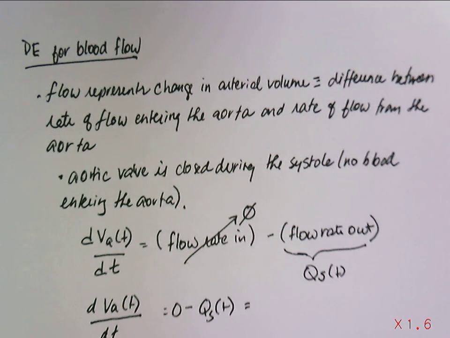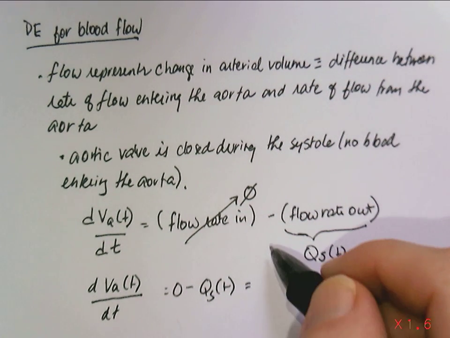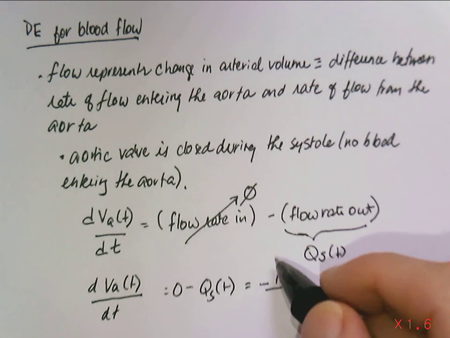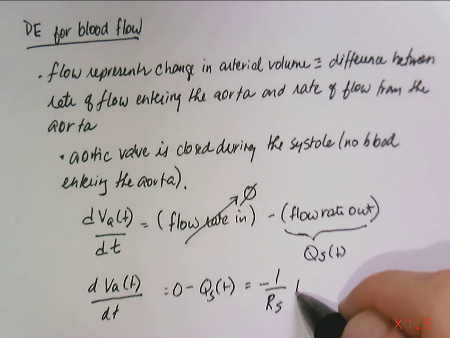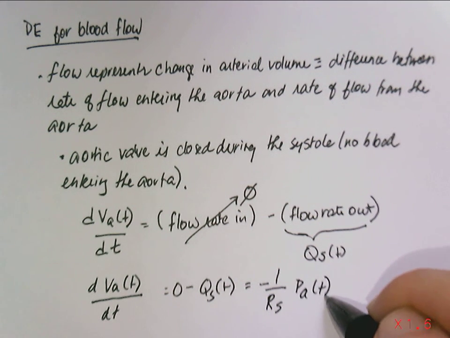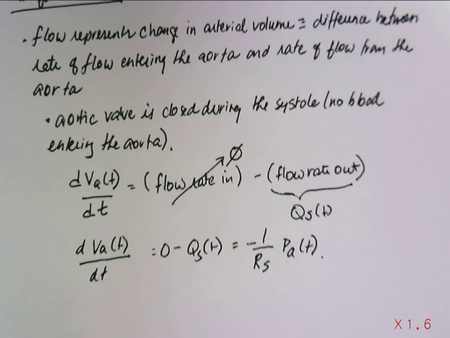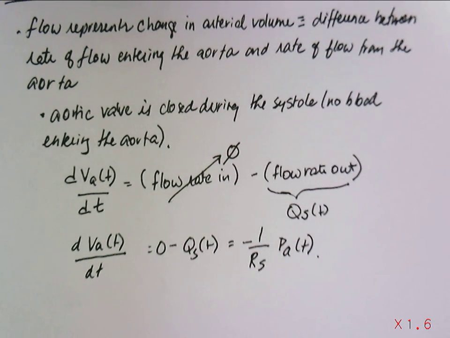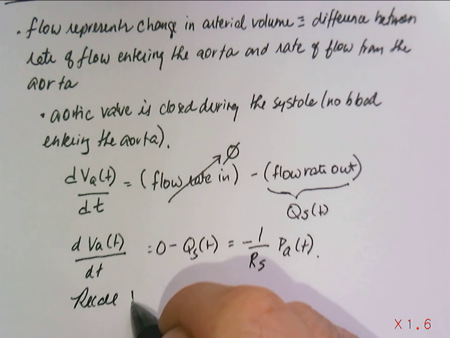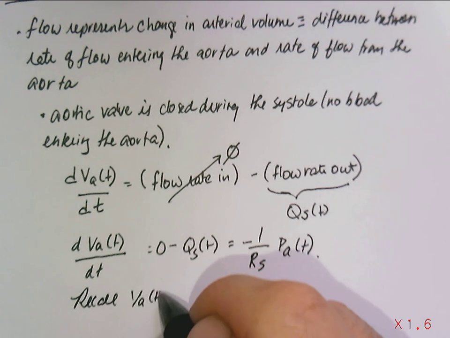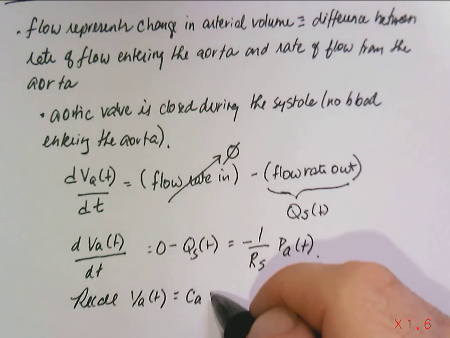And then going back to our definition of blood flow during the systole phase, this is negative 1 over R sub S, remember our resistance, times the arterial pressure. Right? Now, playing off another particular relationship we know, recall that arterial volume also is the product of the compliance times the pressure.